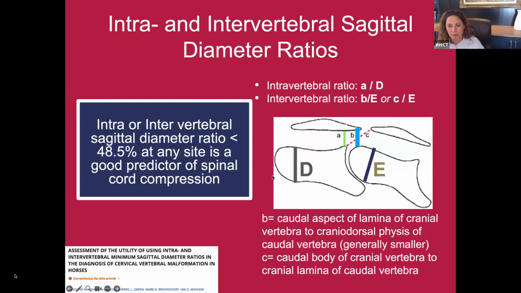None of those ratios should be below 48.5, which is your cutoff. If it's less than 48.5 at any site, then that's a good indication that you have spinal cord compression. The intravertebral ratio is not site specific. It just tells you it exists somewhere. Interestingly, it may not exist at the site where the measurement was lowest. That's odd. The intervertebral sagittal diameter ratio is a little bit more site specific, but those are the measurements.